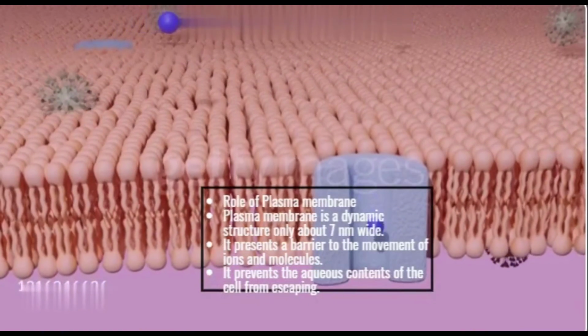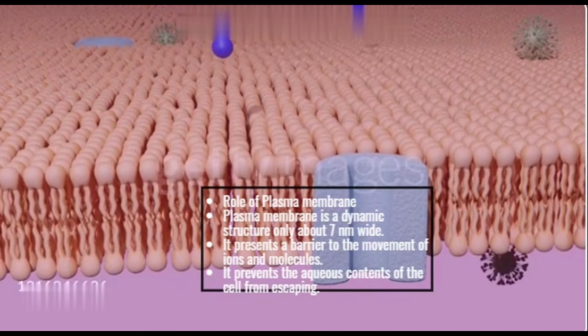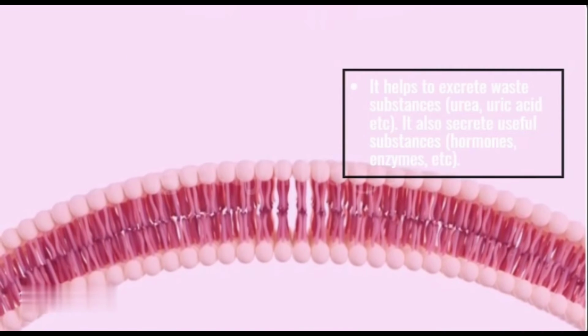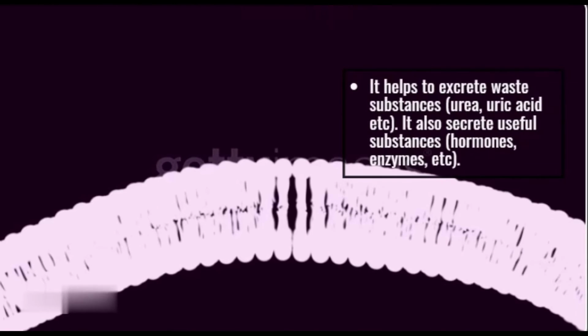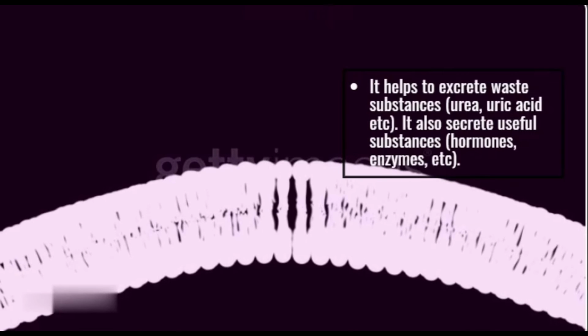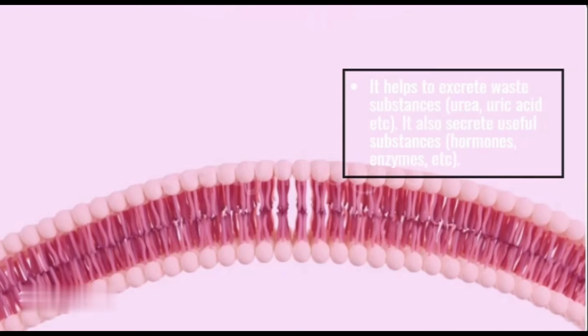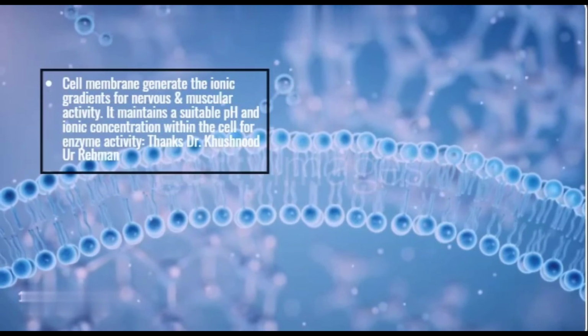Role of plasma membrane. The plasma membrane is a dynamic structure only about 7 nanometers wide. It presents a barrier to the movement of ions and molecules. It prevents the aqueous contents of the cell from escaping. It helps to excrete waste substances, urea, uric acid, etc. It also secretes useful substances, hormones, enzymes, etc.